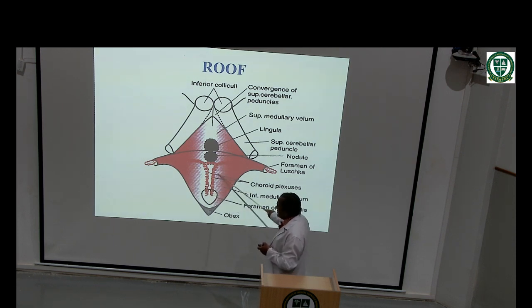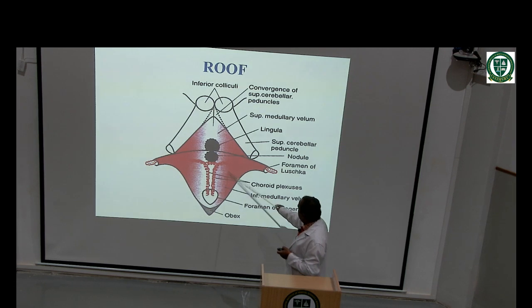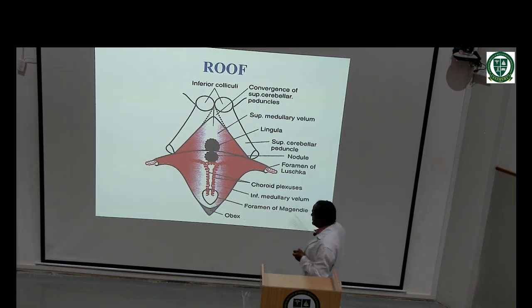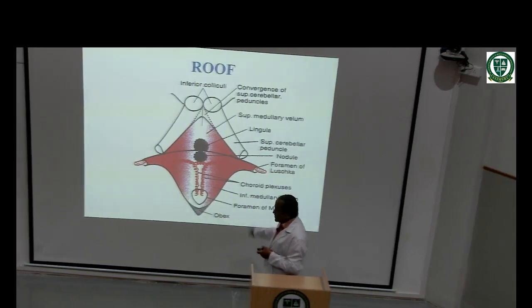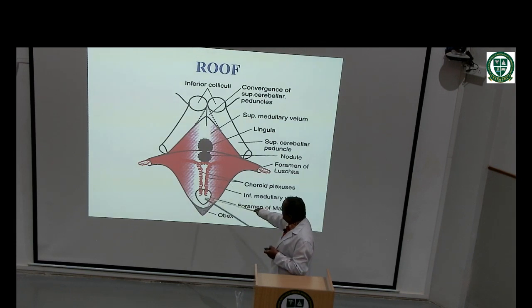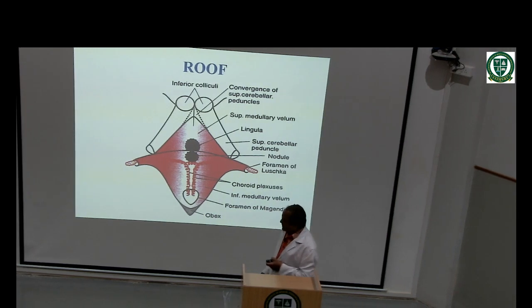inferior medullary velum. So this opening is called the foramen of Magendie. With this, it communicates with the cisterna magna. So the CSF from the fourth ventricle is traversing to the subarachnoid space at this point.